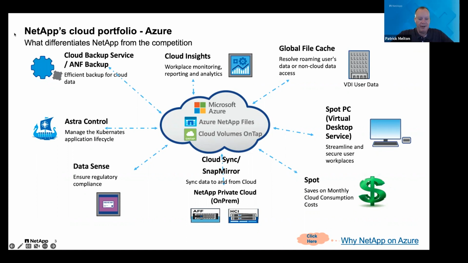Cloud Sync and SnapMirror. Cloud Sync allows you to sync data to and from the cloud from multiple sources. SnapMirror works with our ONTAP on-prem storage arrays. So you can use SnapMirror, which is a block level transfer for replication, to transfer data from ONTAP on-prem to Cloud Volumes on Tap. This could be either for a DR purpose or to transfer data from your ONTAP on-prem to get you into the cloud for transfer to production workloads.